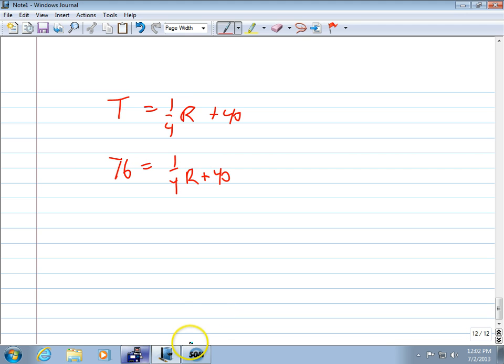Isolate R, how? Subtract the 40, right? Okay, so you get 36 equals 1/4 of R. How do you get rid of the 1/4? Multiply with the reciprocal. That 1/4 is a fraction, right? So to get rid of it, you divide. How do you divide by a fraction? Multiply with the reciprocal. Or cross multiply if you like. What is 4 times 36? 144. Okay. Just playing with functions, that's all this is.